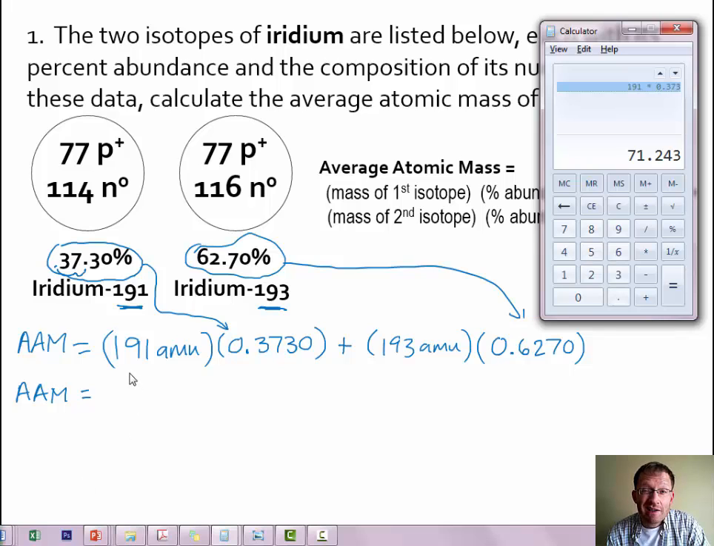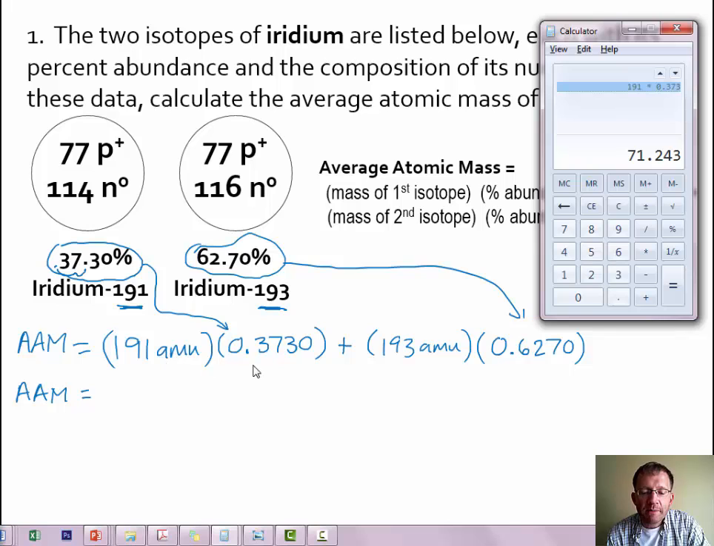Well, 191 has 3 significant figures, and 0.3730 has how many? Hopefully you look at that and you count 4 significant figures. The decimal point is present, so we count from the left side, starting with the first non-zero, 3730. Those are all precise, so 4 significant figures.